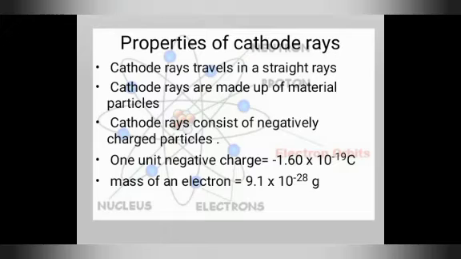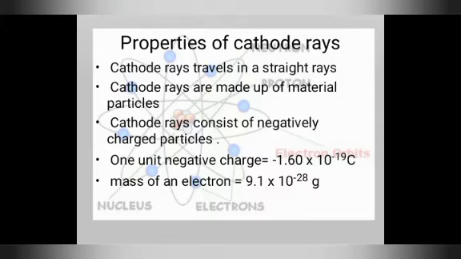The basic properties of cathode rays, they found after doing this experiment. First, cathode rays travel in a straight line, like light. Second, cathode rays are made up of material particles. How was it checked by them that cathode rays are made up of material particles?